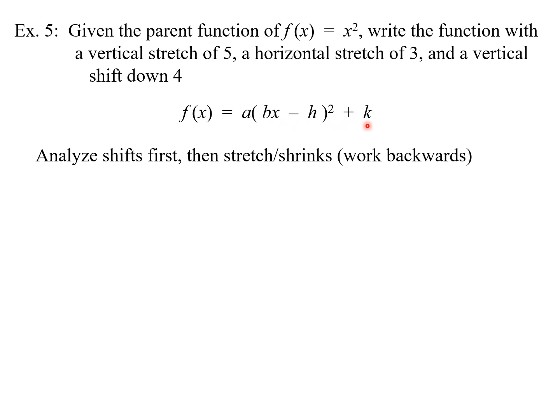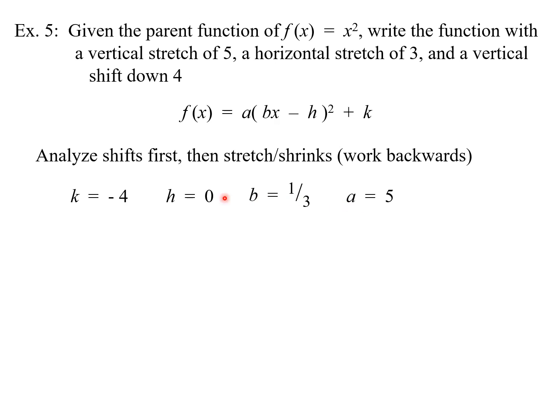Now the k is the vertical shift, and here we have a vertical shift of down 4. That makes k negative 4. Horizontal shift: I don't see a horizontal shift, so that means h is 0. Then we've got to get the b, the horizontal stretch or shrink. It says a horizontal stretch of 3. So that means b, it's kind of backwards, is going to be 1/3. And then finally, a, which is the vertical stretch, has a vertical stretch of 5, and so that means that a is equal to 5.